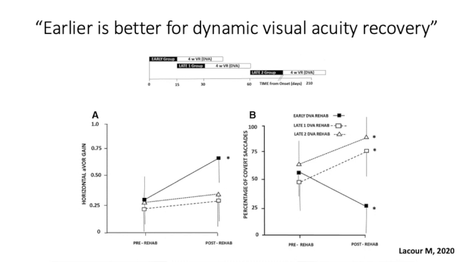The whole population of unilateral vestibular hypofunction patients was subdivided into 3 groups, depending on the time period between the onset of the acute vertigo crisis and beginning of vestibular rehabilitation. The vestibular rehabilitation exercises aimed at improving DVA were similar for the 3 groups of patients submitted to the DVA rehab protocol. So, the best phrase is: early rehabilitation is better for dynamic visual acuity recovery.